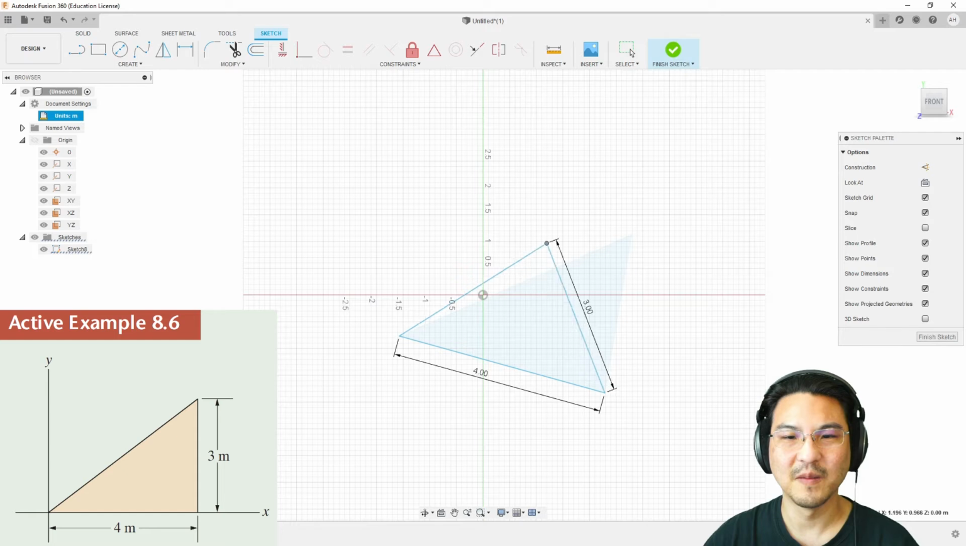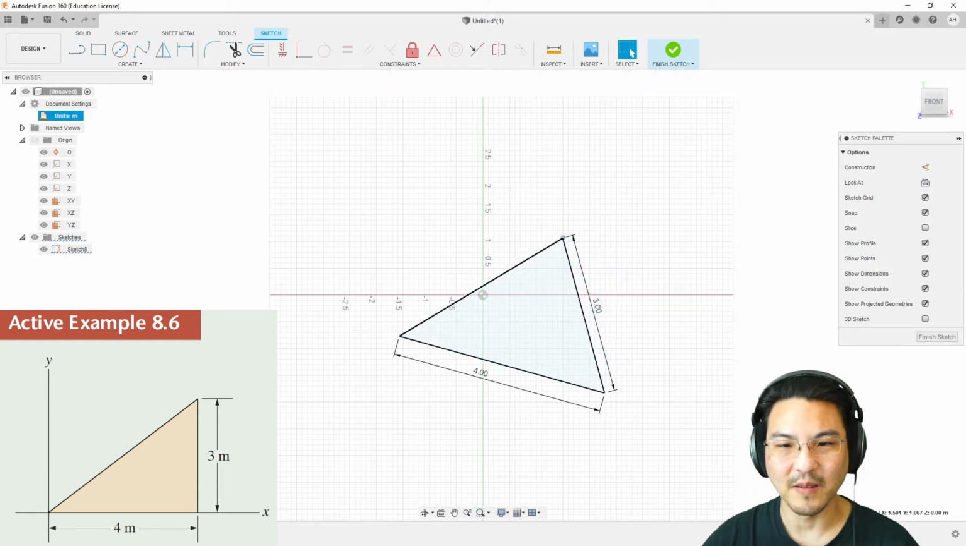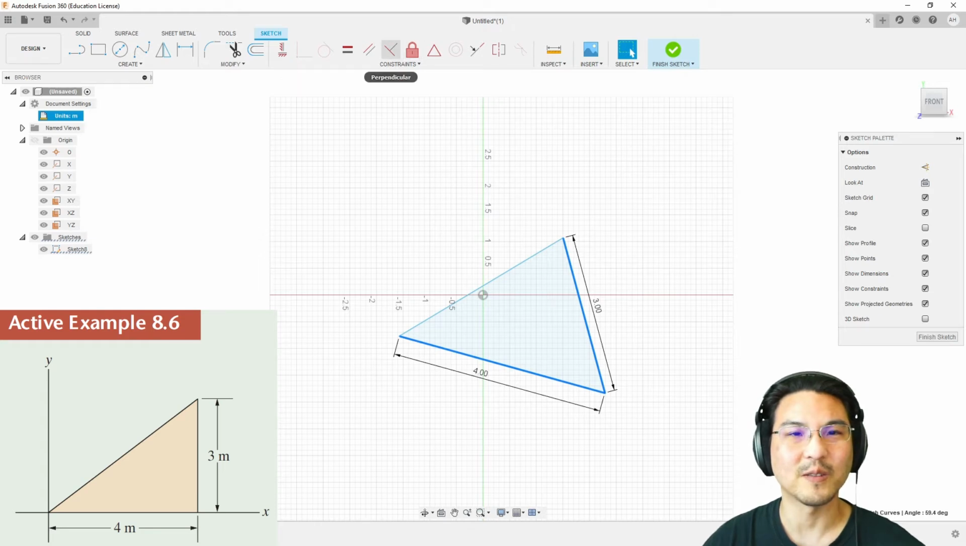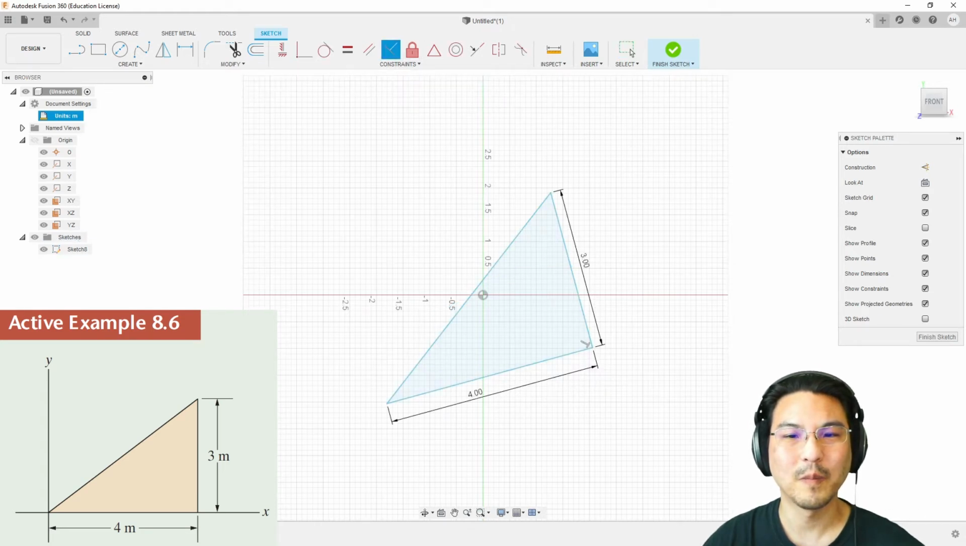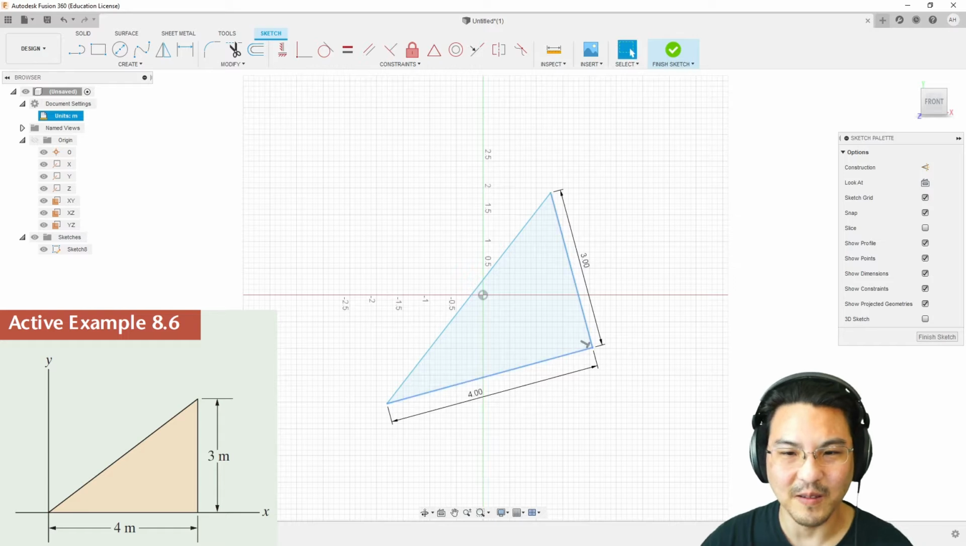See how I need this side. I'm holding control on this side, so I pick those two sides. These need to be perpendicular because it's a right triangle. So up here in constraints, you see perpendicular. See this little icon right here? That's the perpendicular constraint.